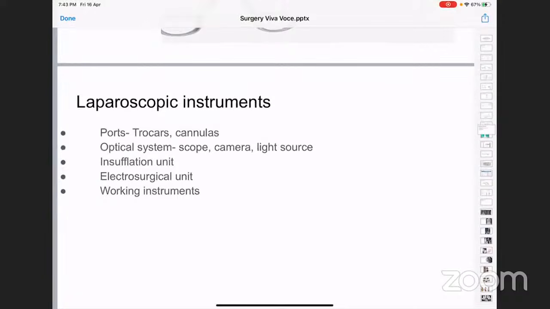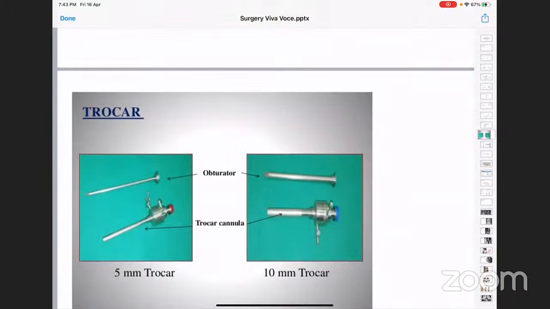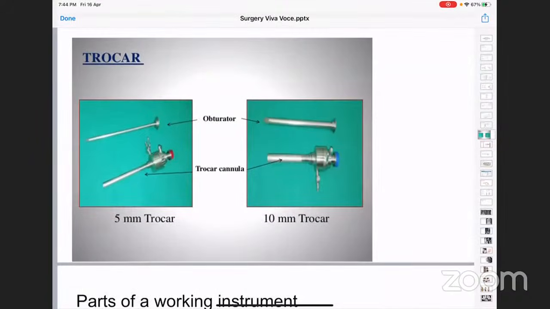Or it can be a part of the insufflation unit, which will help you deliver gas inside the peritoneal cavity to create a pneumoperitoneum. Or it can be a part of the electrosurgical unit, that is either monopolar or bipolar, or advanced devices such as ultrasonic devices like the harmonic scalpel, and working instruments such as the Maryland dissector, the scissors, the Babcock forceps, the graspers. Okay, we will quickly rush through this. Don't worry if you don't get most of it. This is just for superficial familiarity with these instruments.